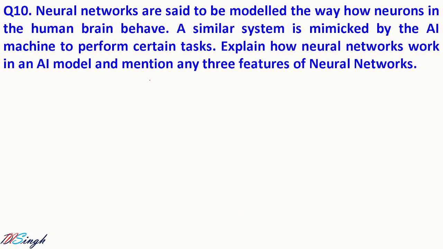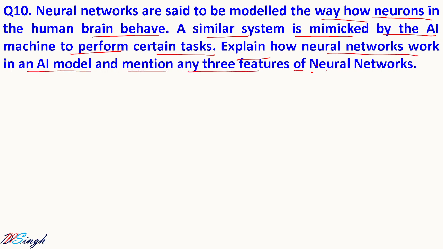Let us go for the next question. Neural networks are said to be modeled the way neurons in the human brain behave. Actually, neural networks are inspired by the human neuron or human brain only. A similar system is mimicked by an AI machine to perform certain tasks. Okay, explain how neural networks in AI model and mention any three features of the neural network.